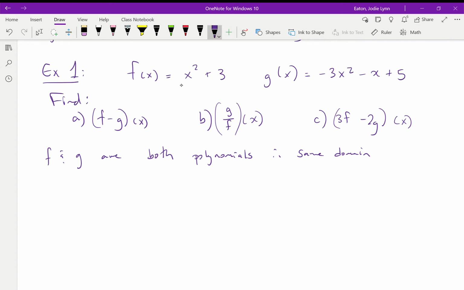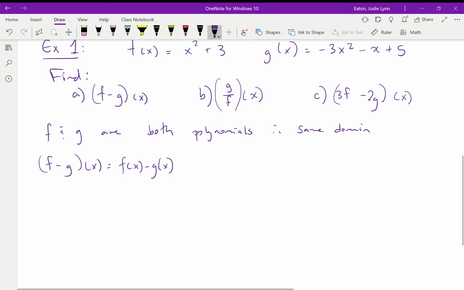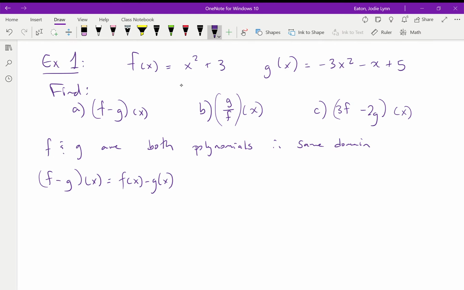Okay, so first one, we are going to do f minus g of x. So f minus g of x equals f of x minus g of x. So we are going to do x squared plus 3, minus, in brackets, negative 3x squared minus x plus 5. We are subtracting the whole thing of g of x, so we need to use brackets when we substitute. And this gives us 4x squared plus x minus 2.